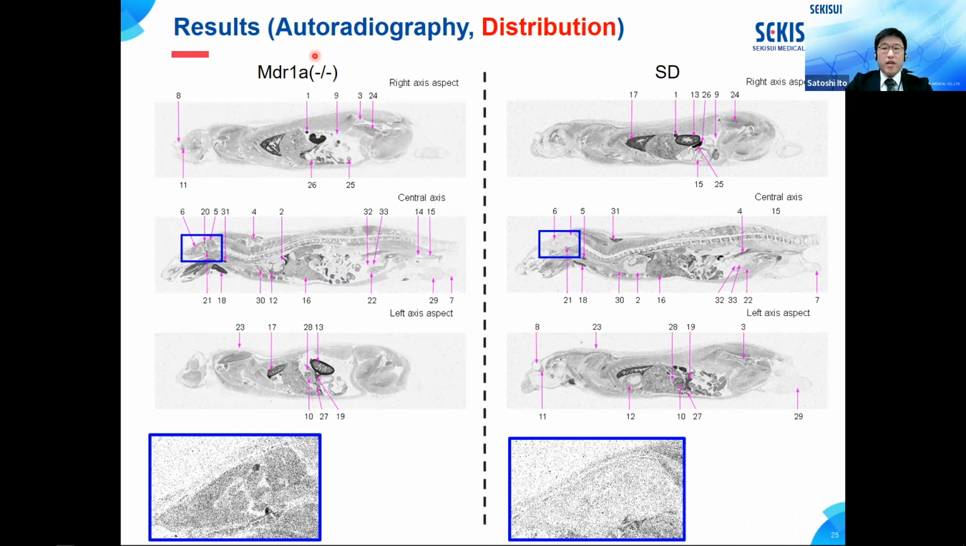This is autoradiography after administration of quinidine. The left figure shows autoradiography in knockout rats, and the right figure shows autoradiography in SD rats. As I mentioned earlier, we prepare animal sections in such a way that three sections can cover approximately 30 tissues. The area surrounded by the blue square is the brain, and a magnified view of the brain is shown below. It shows the same trend as the tissue radioactivity concentration mentioned earlier, and the radioactivity in the brain tended to be higher in the knockout rats.